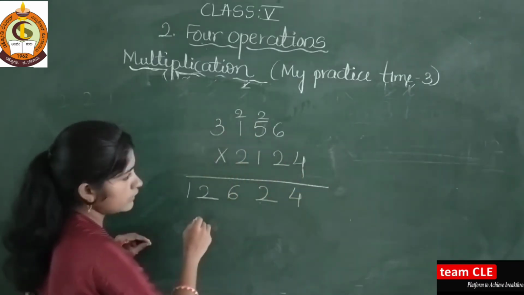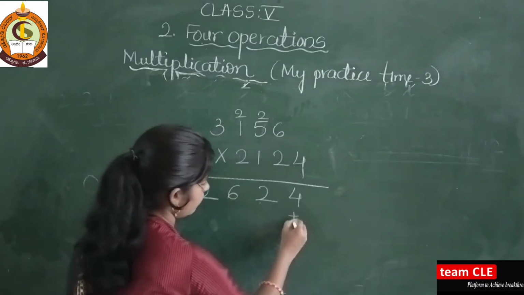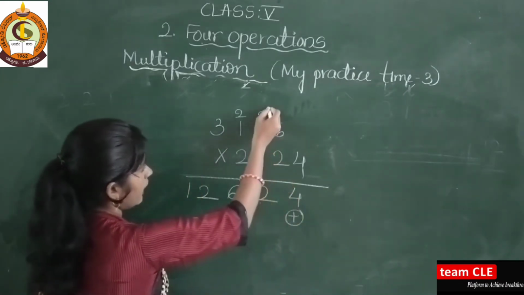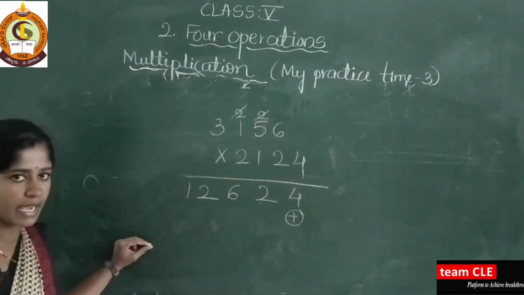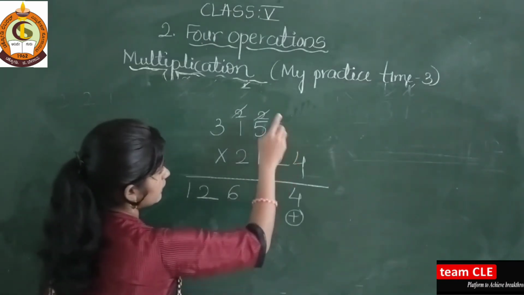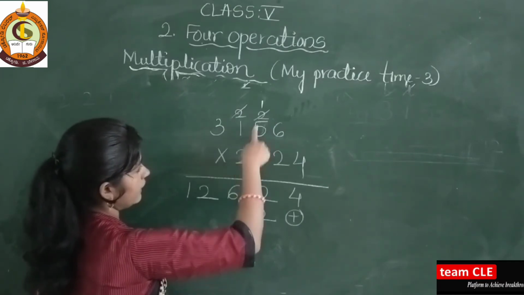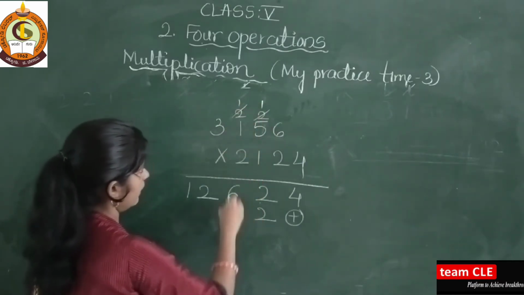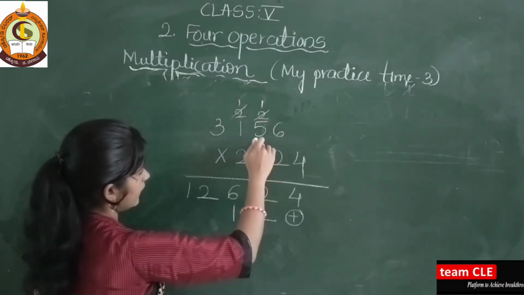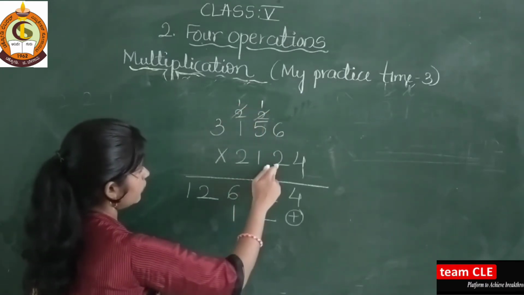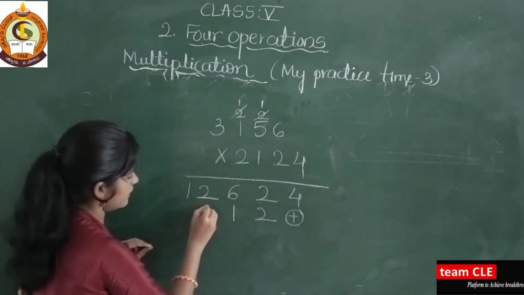Next here you leave one place. Okay, and you make this scratch because already I added those numbers. 2 6 12. 2 5 10. 10 plus 1 is 11. 2 1 2. 2 plus 1 is 3.